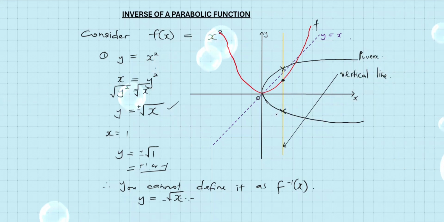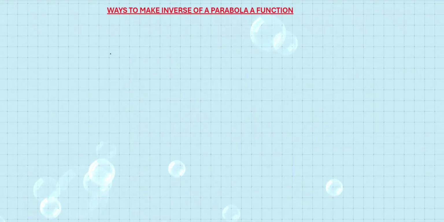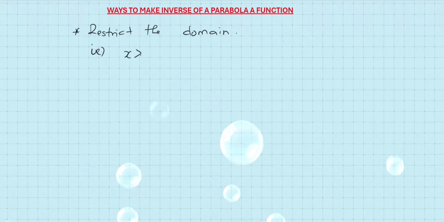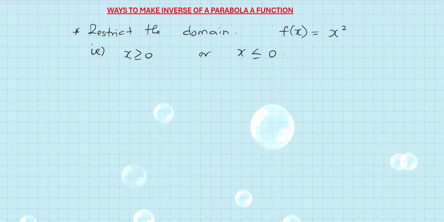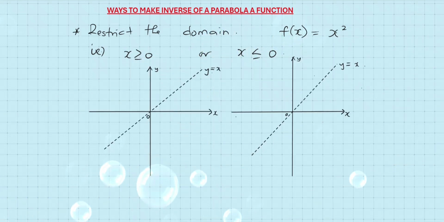But there are some things that we can do to make the inverse of a parabolic function a function also. To make the inverse of a parabola a function, we restrict the domain, that is x greater than or equal to 0, or x less than or equal to 0. So let's sketch the graphs of f of x is equal to x squared, where we restrict the domain to x greater than 0 and x less than 0. So the graph of x squared.